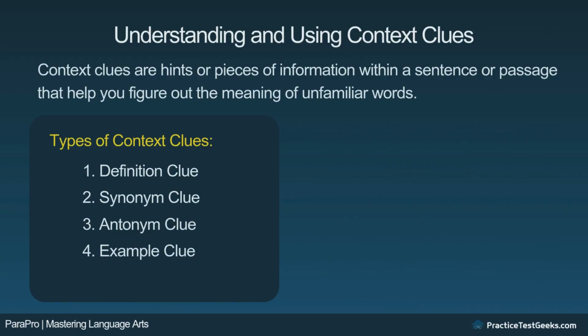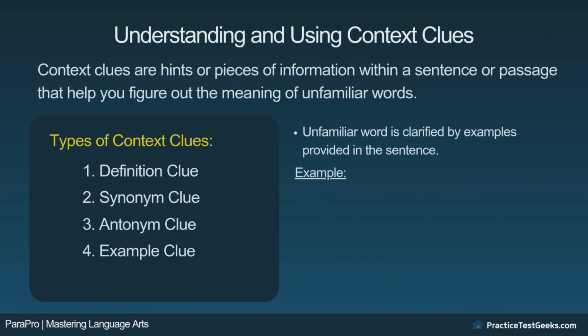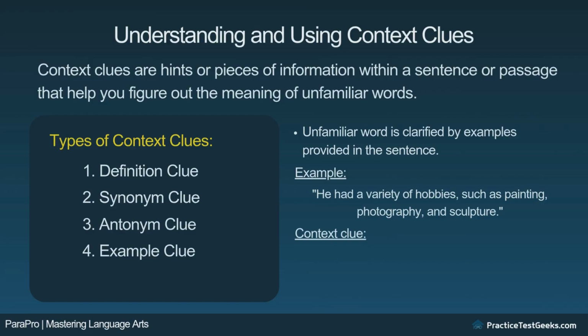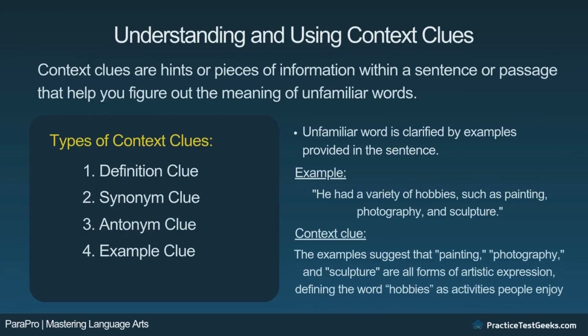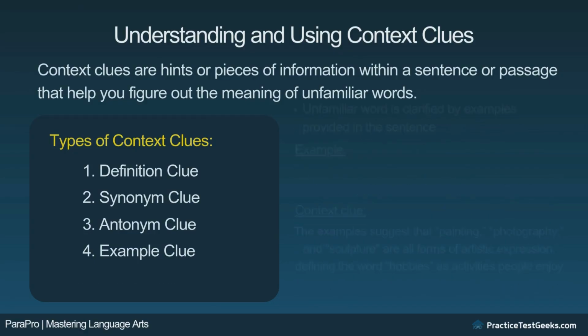4. Example clue. The unfamiliar word is clarified by examples provided in the sentence. Example: he had a variety of hobbies such as painting, photography, and sculpture. Context clue. The example suggests that painting, photography, and sculpture are all forms of artistic expression, defining the word hobbies as activities people enjoy.